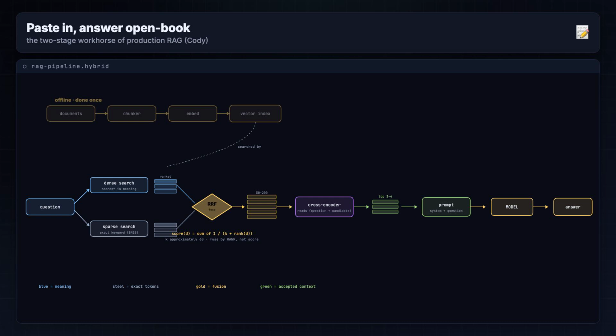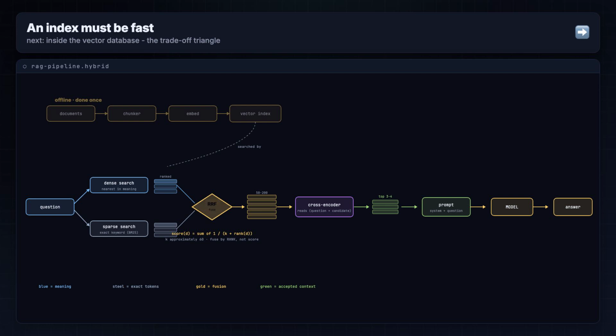The survivors, the top handful, get pasted into the prompt as context, and the model answers an open book question. Cheap recall first, expensive precision second. That 2-stage shape is the workhorse of production RAG, and Sourcegraph's Cody is a clean real example. It pre-indexes whole repositories, chunks them at the method and class level, attaches the function name and signature to each vector, then retrieves and re-ranks before it answers.